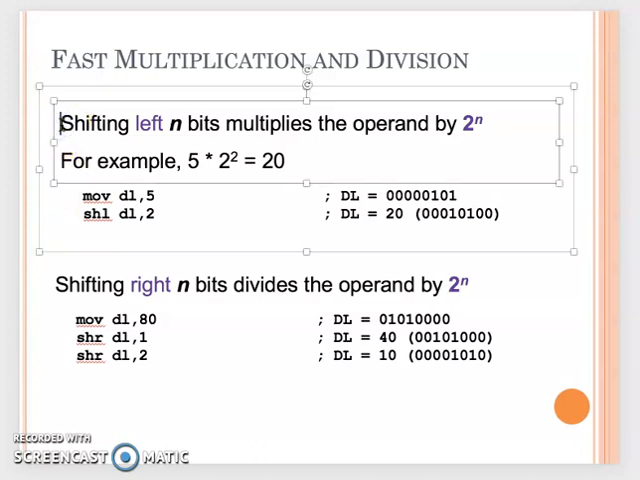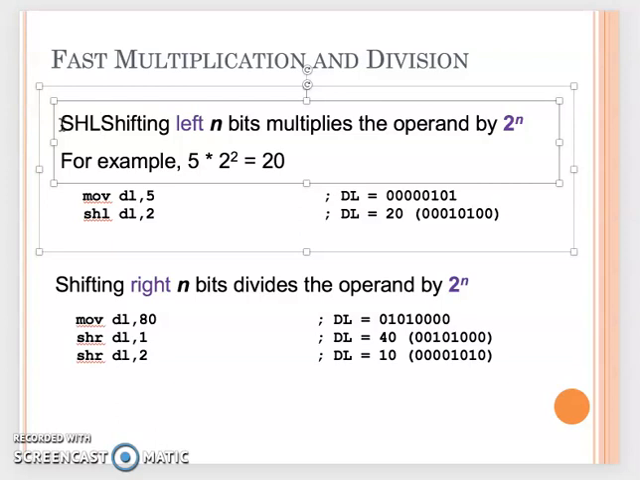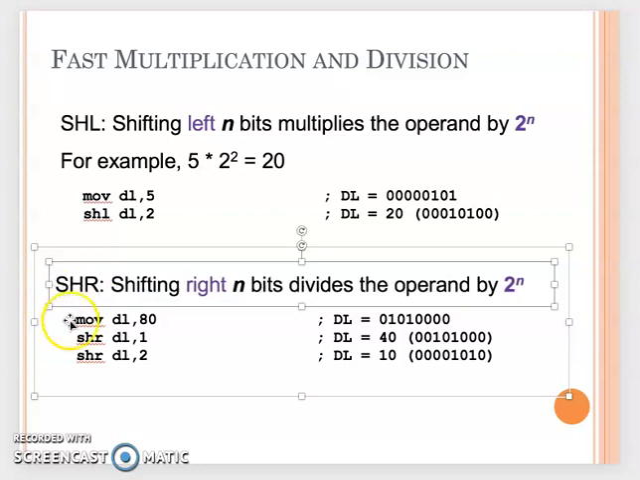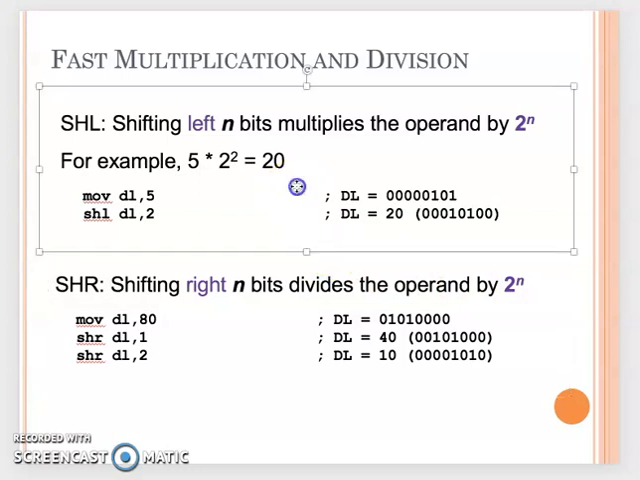Okay, earlier we talked about the SHL shift. When you shift left n bits, that's equivalent to multiplying the operand by 2 to the nth power. So when you use SHR, when you shift right n bits, that means you divide the operand by 2 to the nth power.